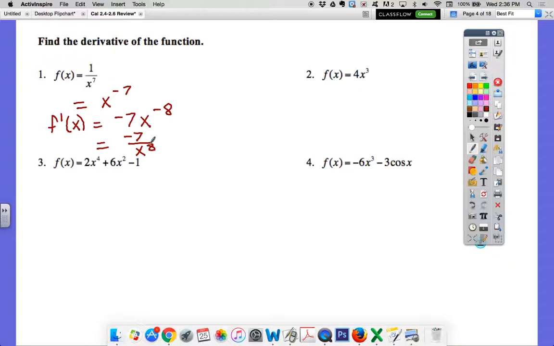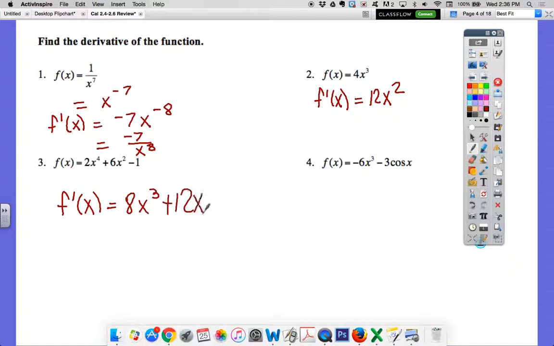Then for number 2, it's ready for the derivative already. So you've got 4 times 3 gives you 12. Bring your power down, and you're done. Okay, third one, it's just a polynomial, so it's going to be pretty easy. You just apply your power rule, so you've got 8x to the third plus 12x, and then the derivative of negative 1 is just 0 because it's constant.